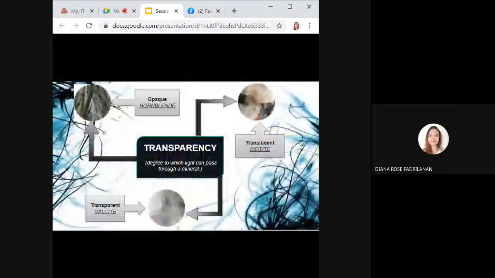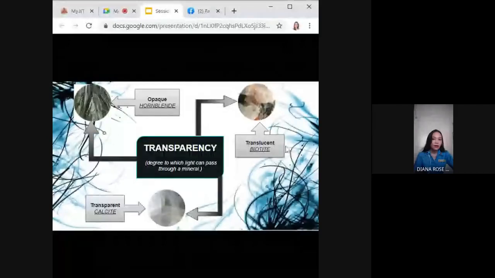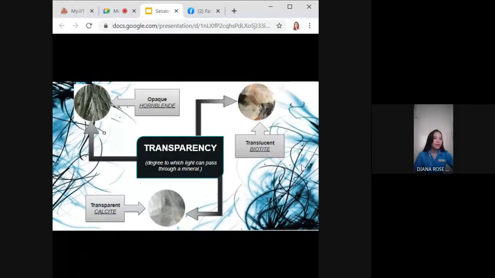Let's take a look at this as an example. The mineral hornblende is opaque, meaning no light can pass through the mineral. And then we also have diorite, which is translucent. It means that light can pass through the mineral, but it is diffused, which cannot be seen clearly. And then we have here the calcite, which is transparent.